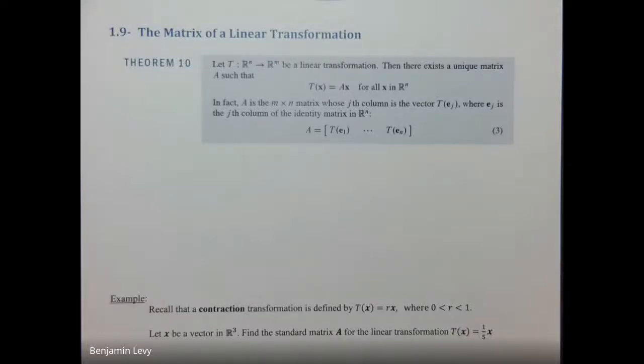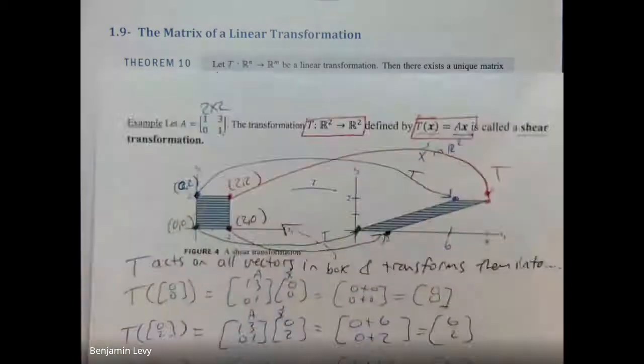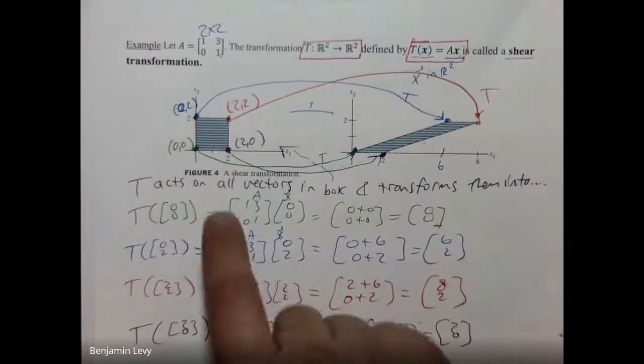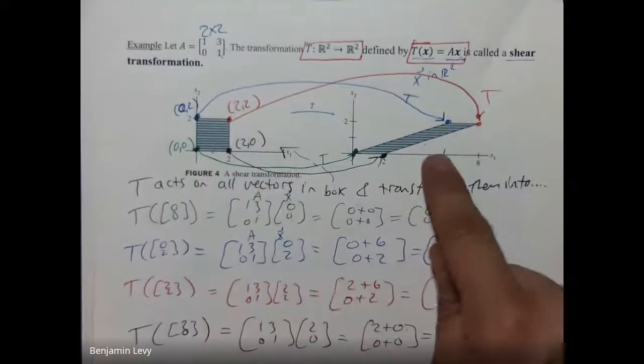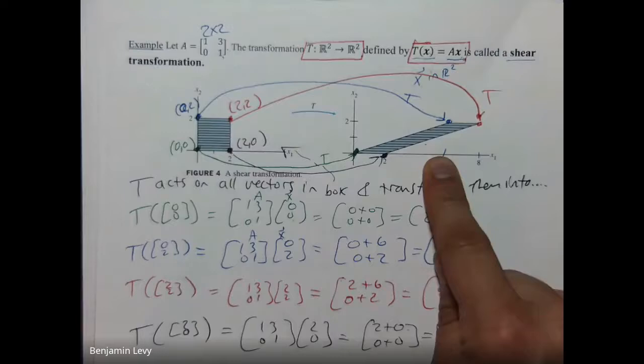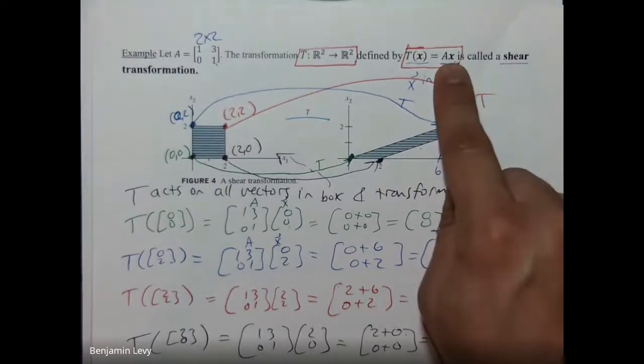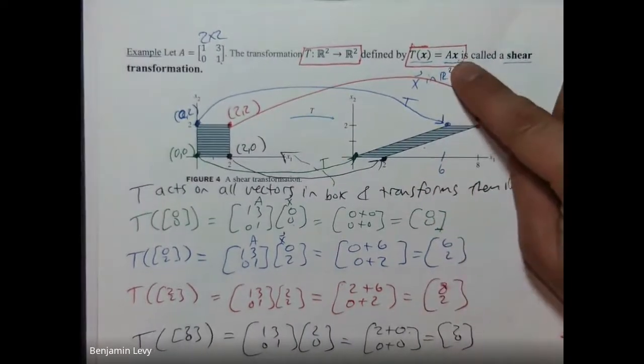In section 1.9, we're going to take what we learned in 1.8 a little bit further and look more carefully at linear transformations and how we can find the matrices that represent them. As a quick reminder from 1.8, we looked at the way that this box was transformed using the concept of a linear transformation. We think about that as matrix multiplication, matrix A times x.